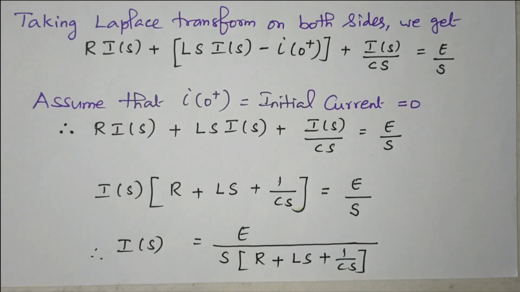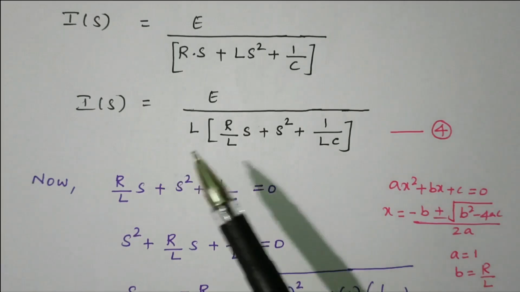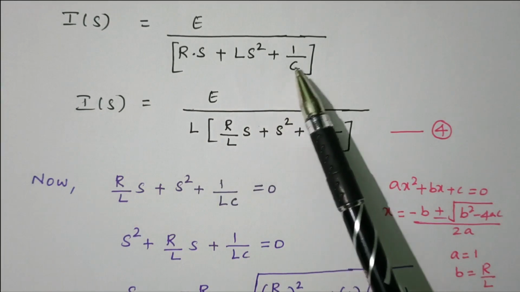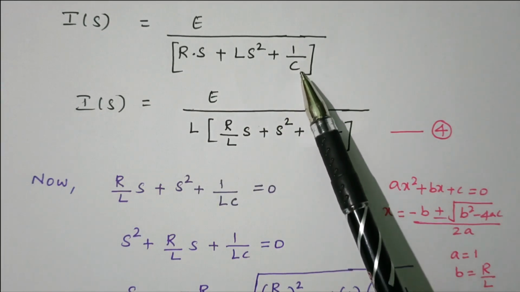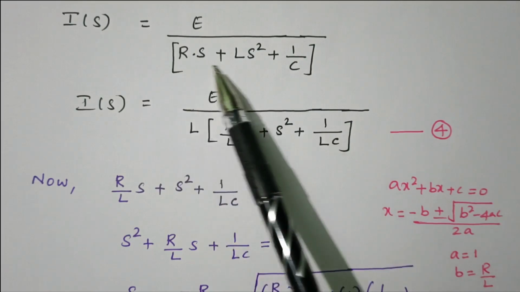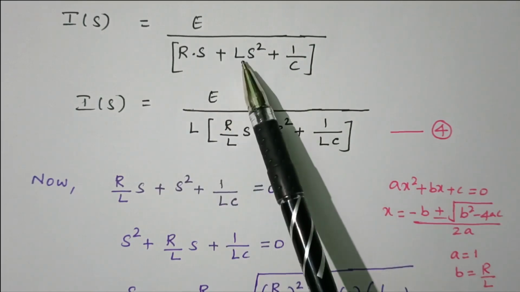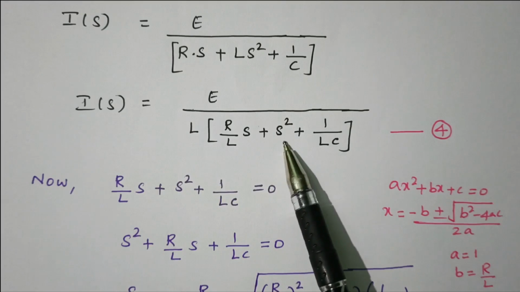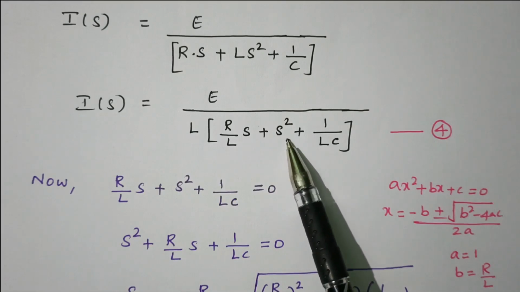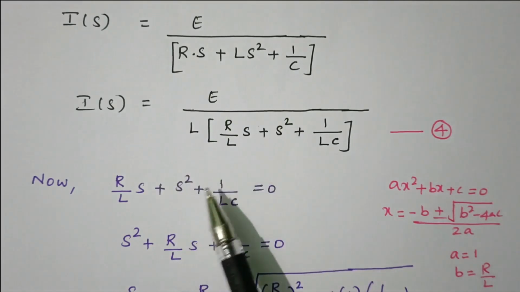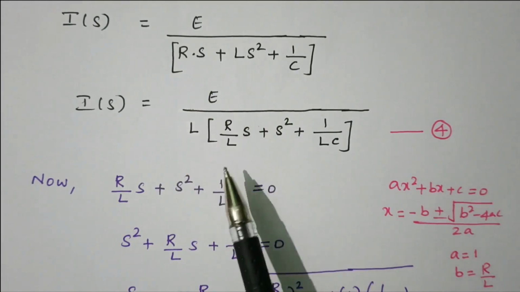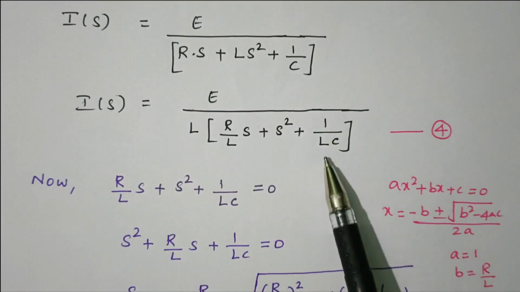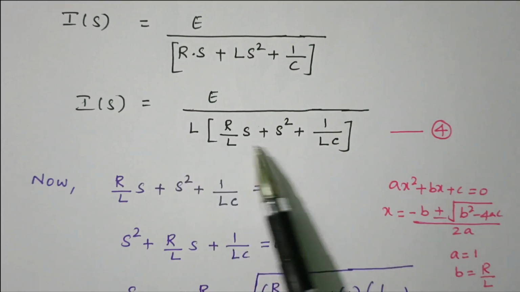Now we'll go for further simplification. Multiply the S inside so that it becomes RS plus LS square plus 1 by C, since S by S got cancelled. Right. So the S term available outside is multiplied. Now bring the L outside, because what we need is the standard form with S square, like x square plus ax plus b. So L is taken outside. Here L is not available, so R into S divided by L. The L available is taken outside. Here also L is not available, so 1 divided by LC. Right. So this is equation number 4.